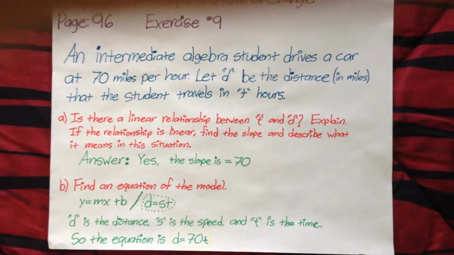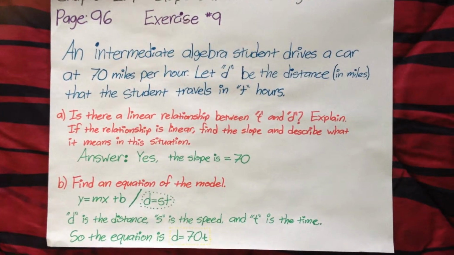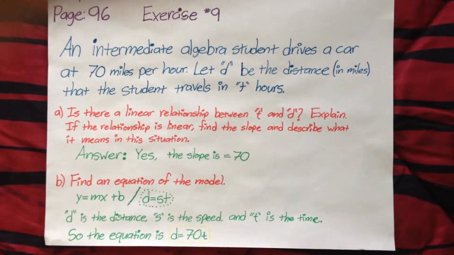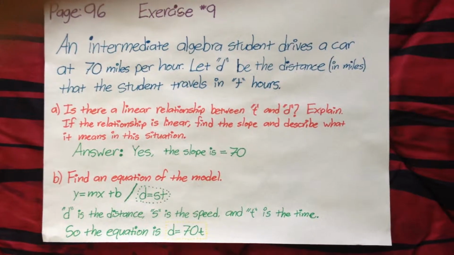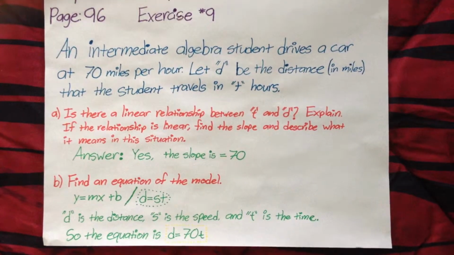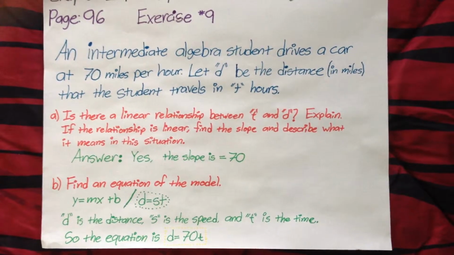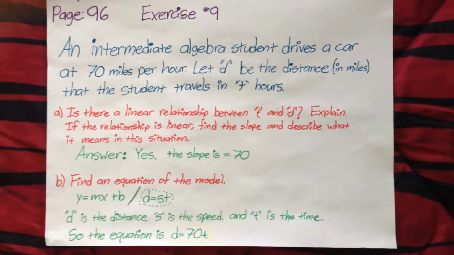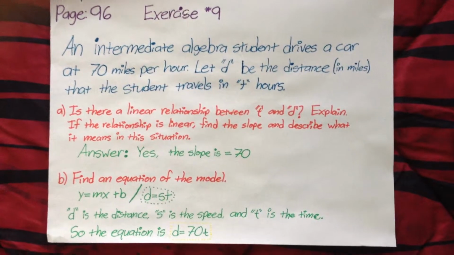Since it also says that he traveled at 70 miles per hour and he did not slow down or go faster, the slope we can say is 70, because he always traveled at the same speed, which is 70. That would be the slope.